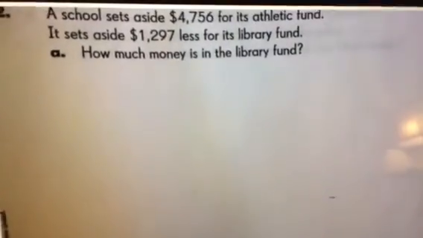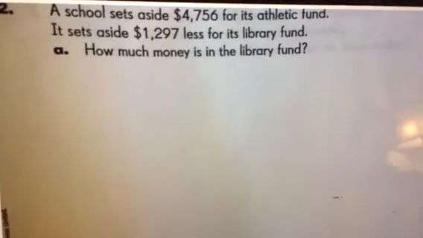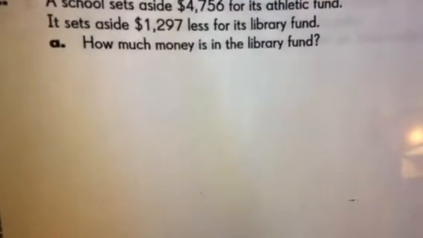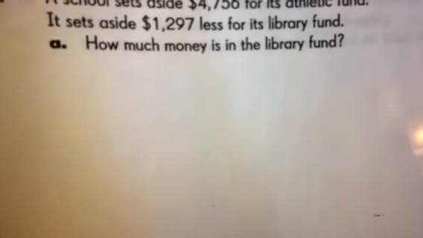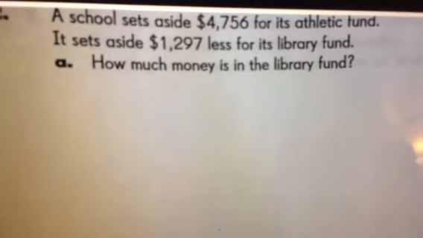Step number 1, read the problem. A school sets aside $4,756 for its athletic fund. It sets aside $1,296 less for its library fund. How much money is in the library fund?